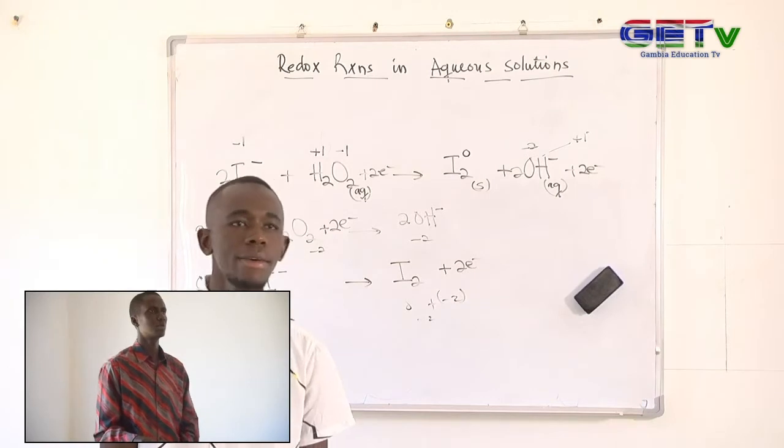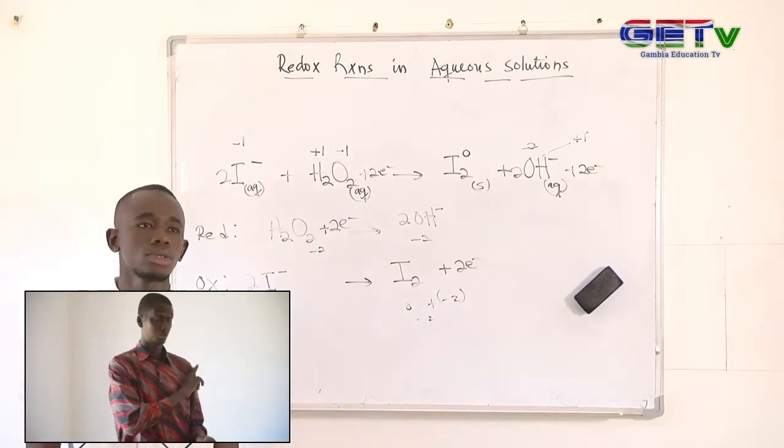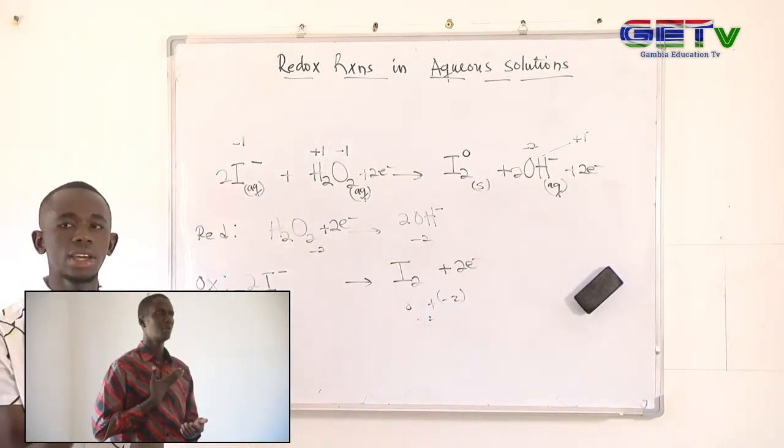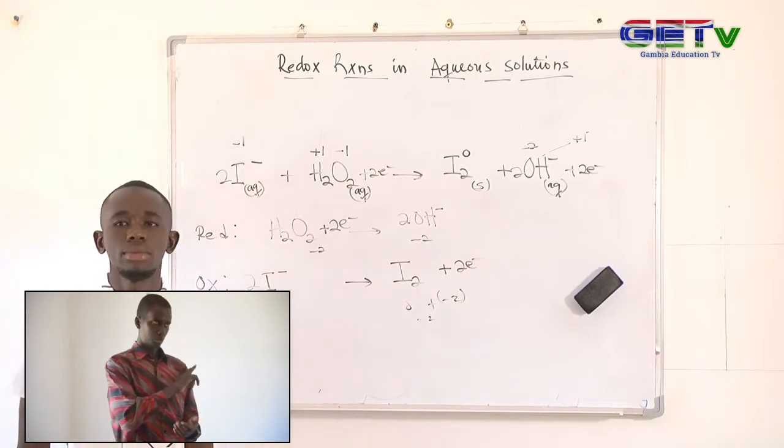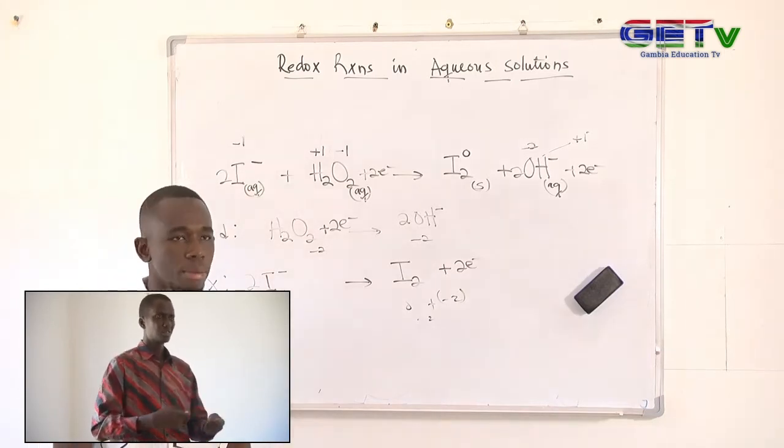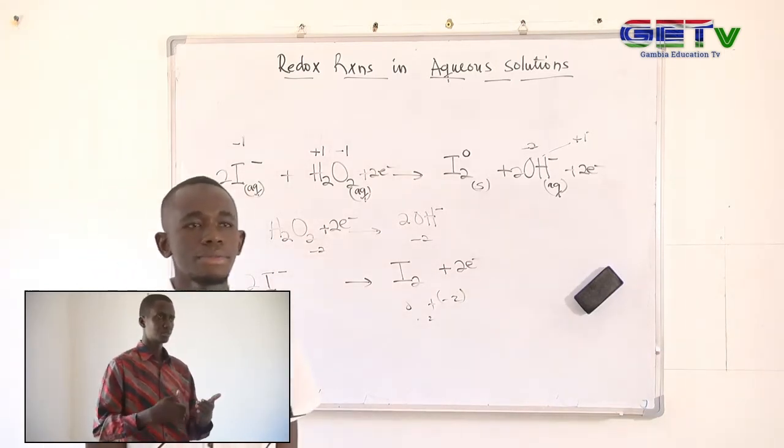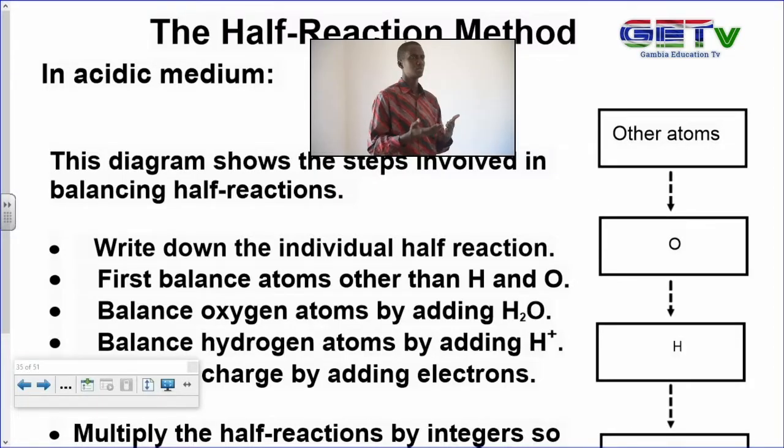Now, we also have redox reactions that will take place in acidic medium. Now, we have a flow chart. That's a diagram that shows the steps involved in balancing half reactions. That is, when you are given any reaction, which is a redox, and you need to balance this reaction in acidic medium, you first balance the other atoms.